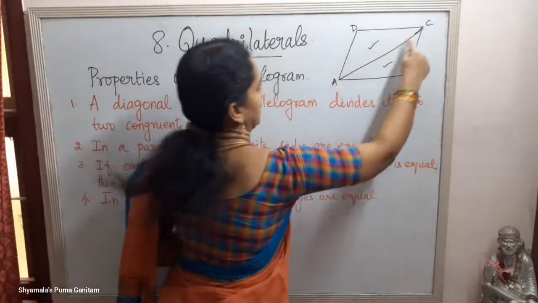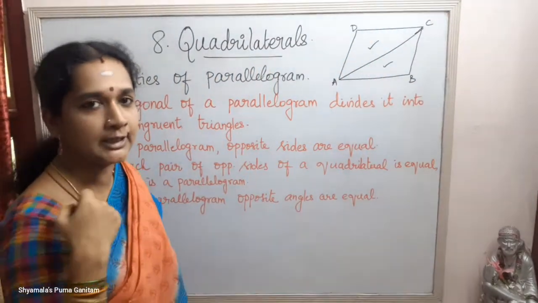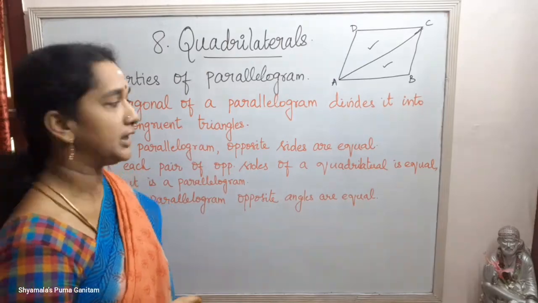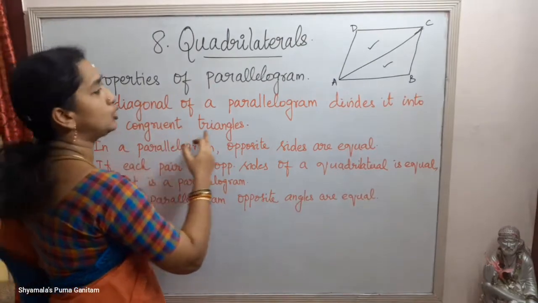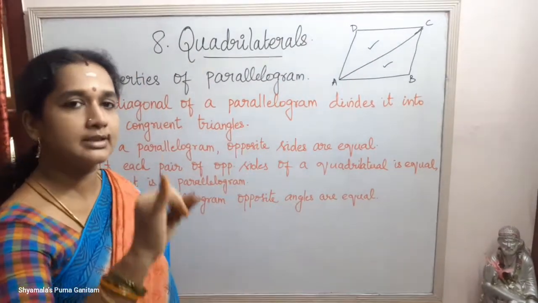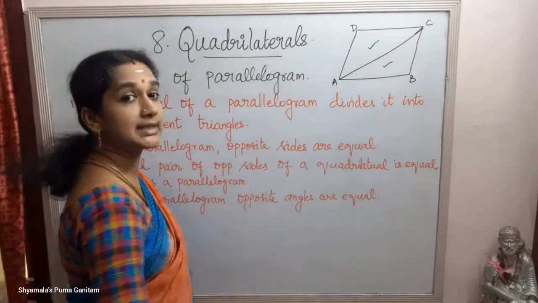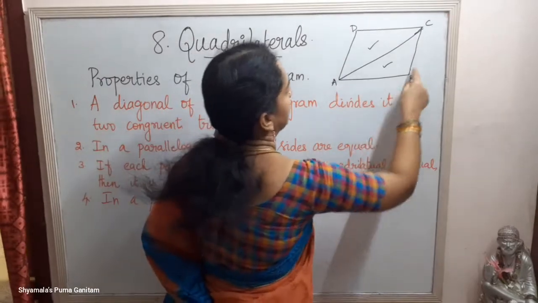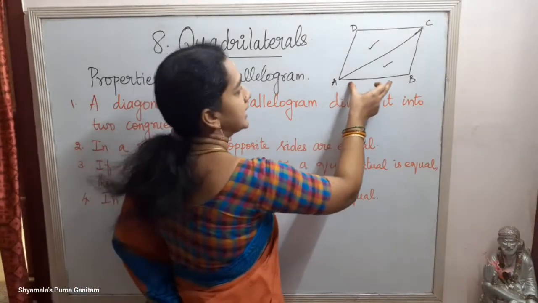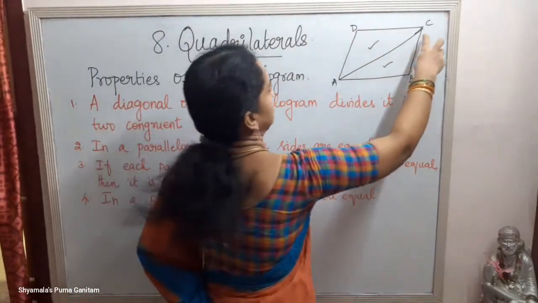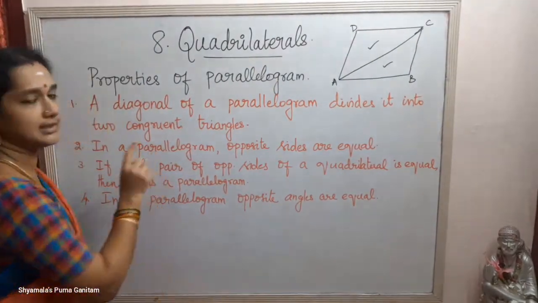The diagonal of a parallelogram. So this AC divides parallelogram ABCD into two congruent triangles of equal area. So a diagonal of a parallelogram divides it into two congruent triangles. Okay, this is the first property. Then the second one is, in a parallelogram, opposite sides are equal. So when you take ABCD as a parallelogram, AB is equal to CD and BC is equal to DA. Opposite sides are equal. That is the second property.